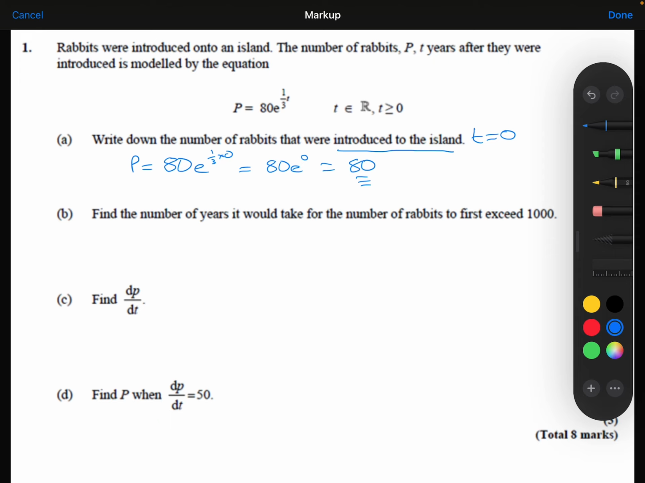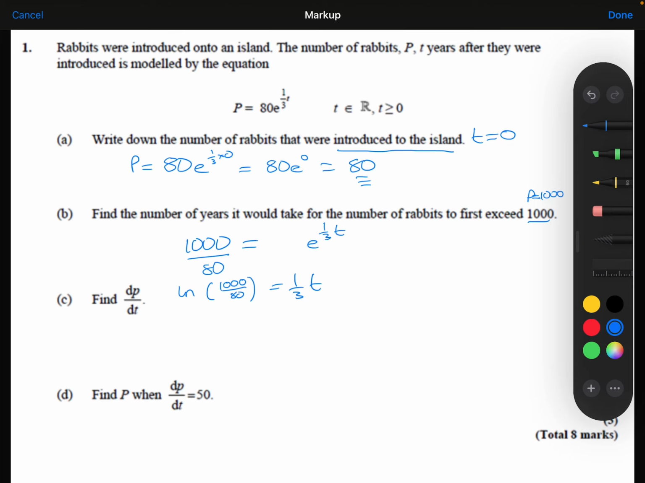Part B, find the number of years it would take for the rabbits to first exceed 1,000. So P equals 1,000. What's the value of T when P is 1,000? So let's put 1,000 instead of P into our model. We can then make T the subject. So we're going to divide both sides by 80. We're then going to take the natural logarithm of both sides. So we'll get ln of 1,000 over 80 is equal to 1/3 t.